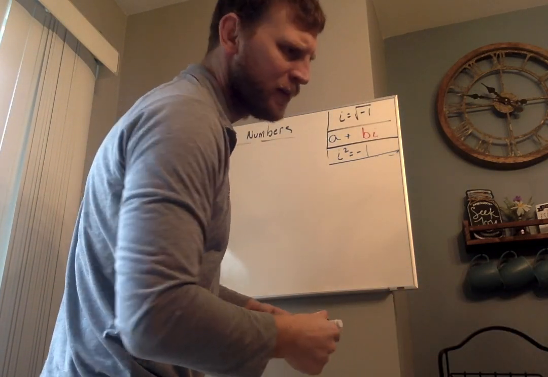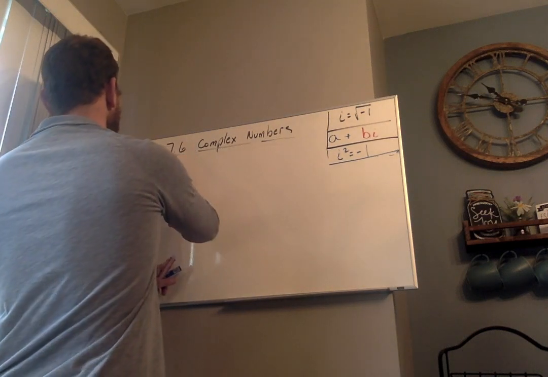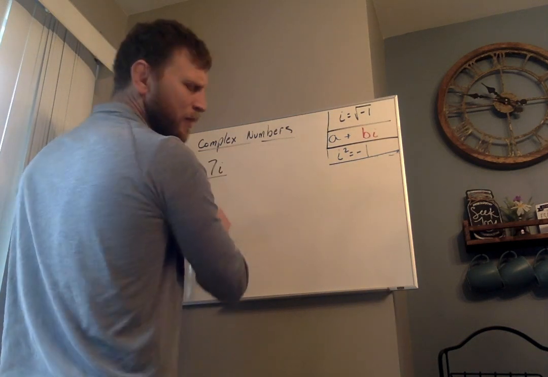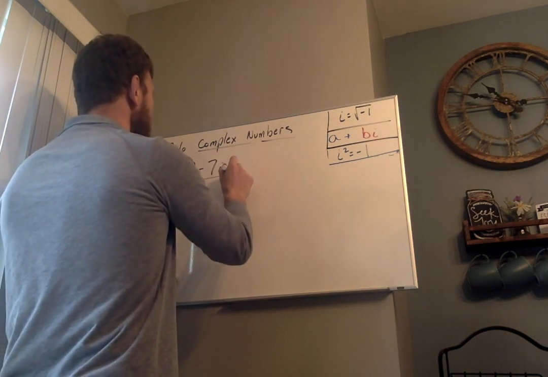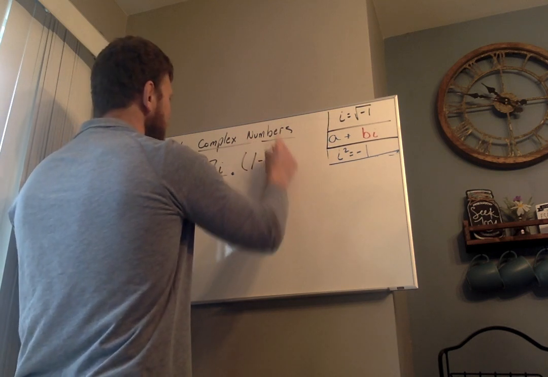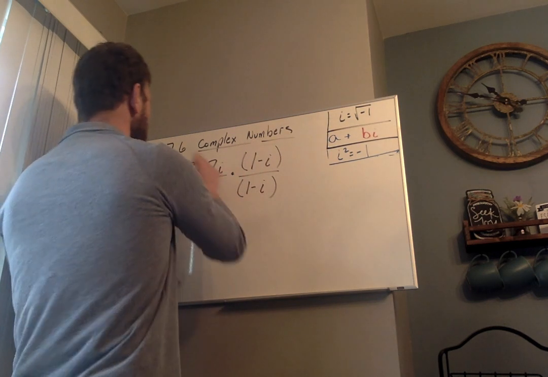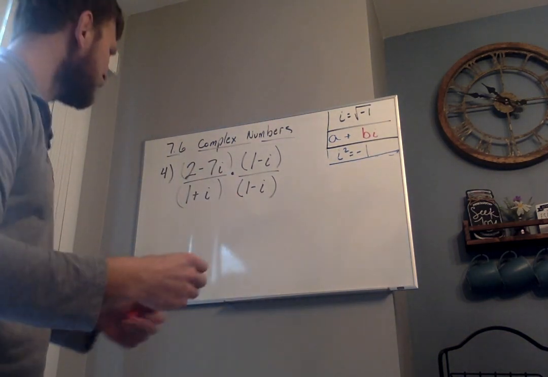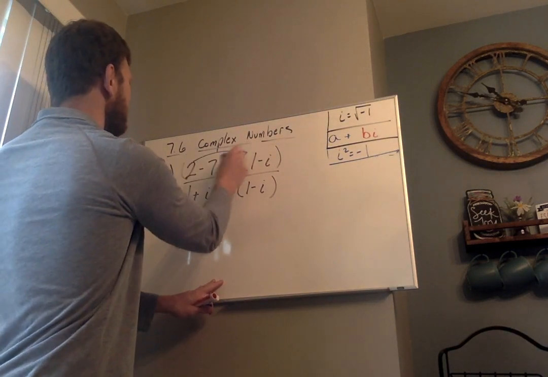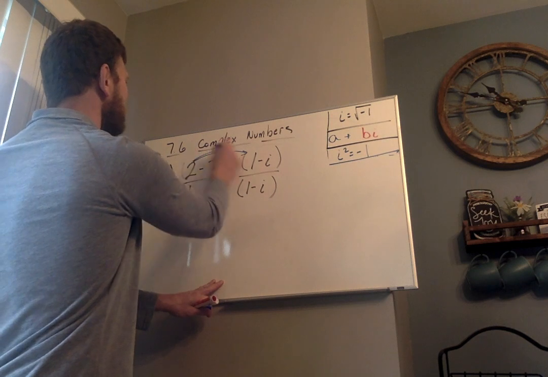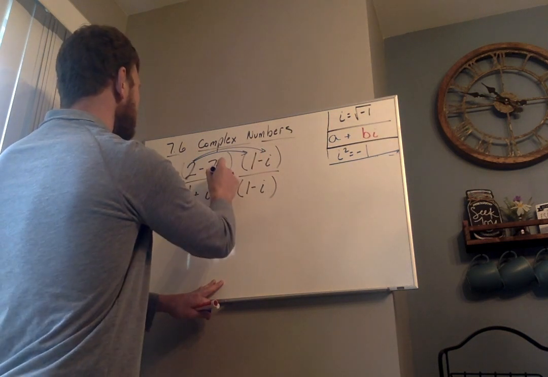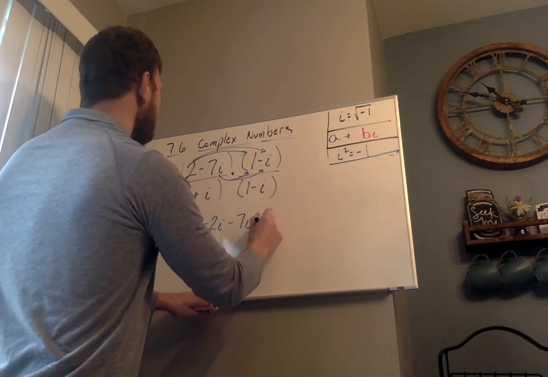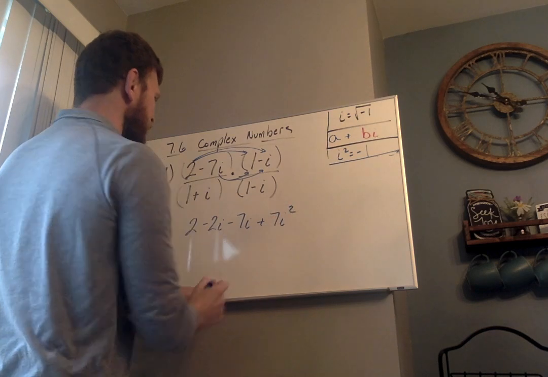Now we have number 4. That's 2 minus 7i over 1 plus i. So I'm going to multiply this by 1 minus i over 1 minus i. Put those parentheses in there to help you guys out. Now, on top, I'll do that in blue for you. So 2 minus 2i minus 7i plus 7i squared.